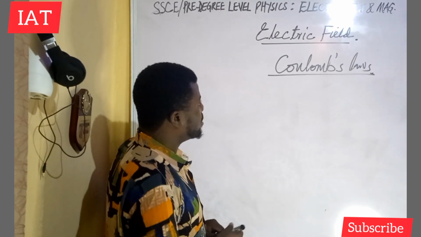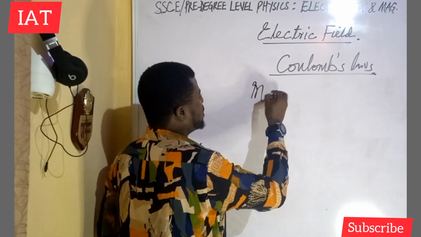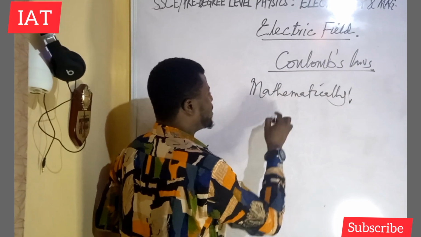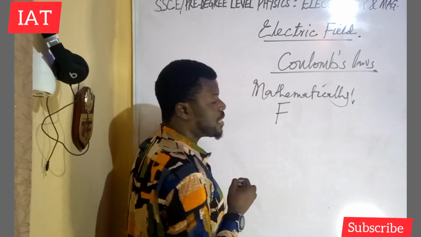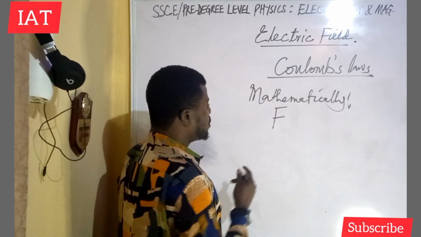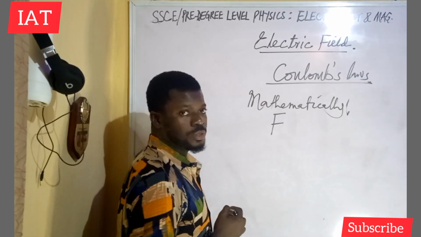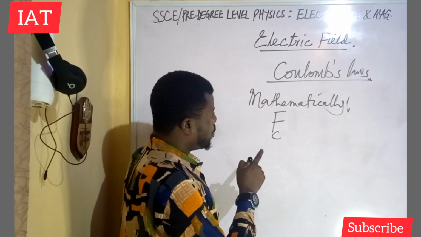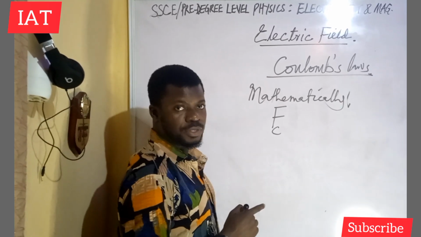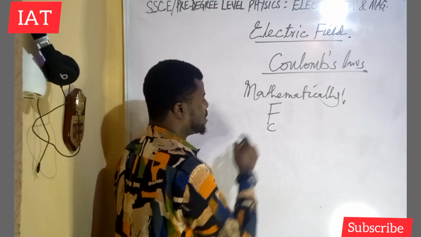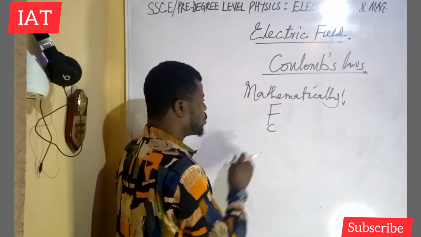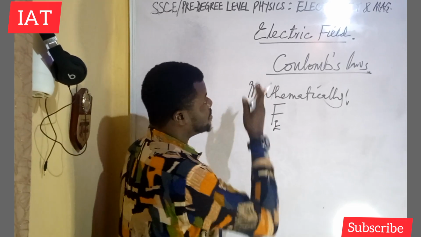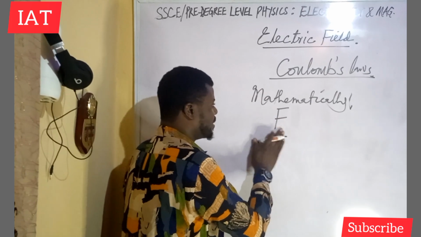What does that mean mathematically? Mathematically, the law states that the force of attraction or repulsion, you can call this force an electrostatic force, or you can call it the Coulombic force. Notice that when we talk about the concept of centripetal force, we have F subscript C. But in this case, I'm talking about Coulombic force, or we can do away with it. In some cases, we can use electrostatic force, which is the same thing as Coulombic force.